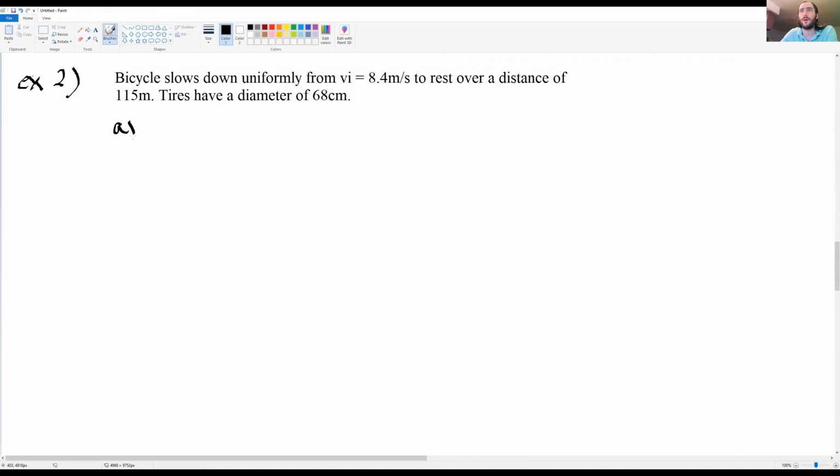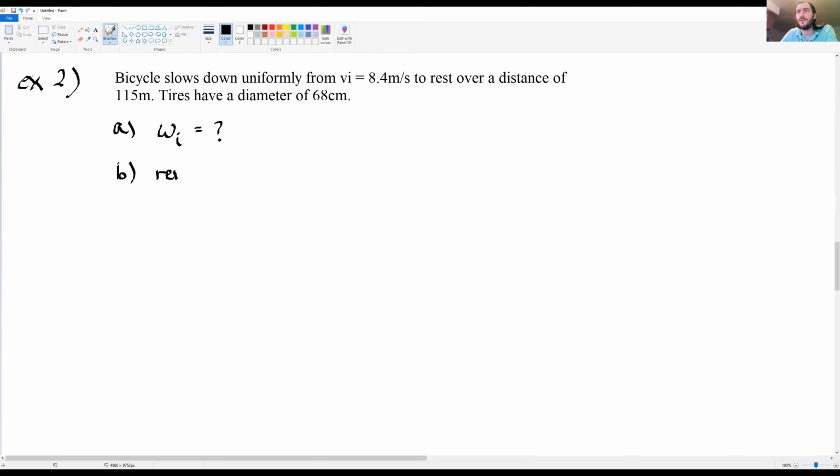Now we'll go ahead and write part A here. What is the angular velocity of the wheels at t equals 0? So what is omega at t equals 0? Well, we can just say initial. That's fine. So what is the initial angular velocity? Part B, the total number of revolutions each wheel rotates before coming to rest.